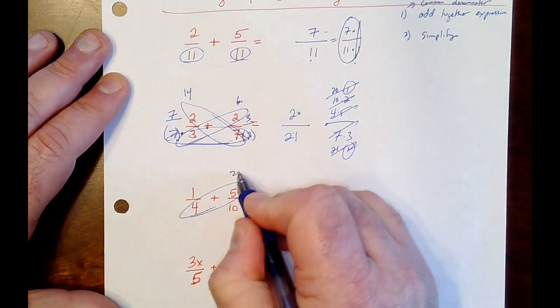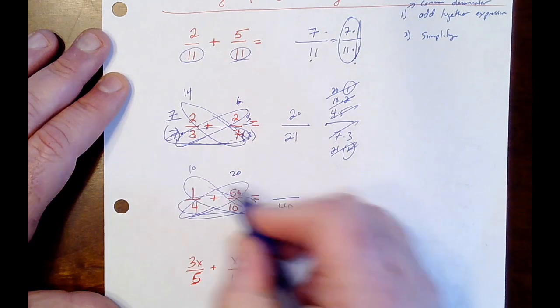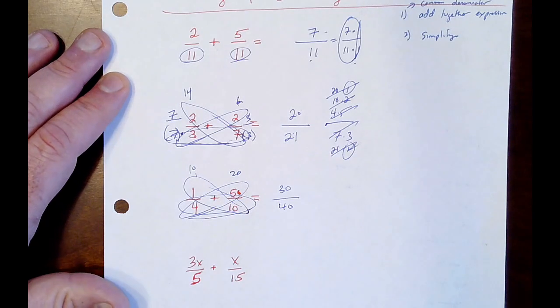5 times 4 is 20. 1 times 10 is 10. 4 times 10 is 40. 10 plus 20 is 30. So when you add those two fractions together, 1/4 plus 5/10 is 30 over 40.